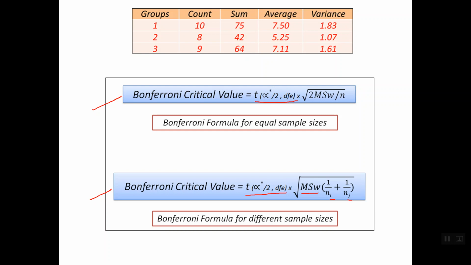Regarding equal sample sizes, it's already presented in a previous video. You can see the link below and return back. So I'll talk about the different sample sizes. As you see in the table above, the sample size is not the same. For group 1 we have 10, for group 2 we have 8, while for group 3 we have 9.